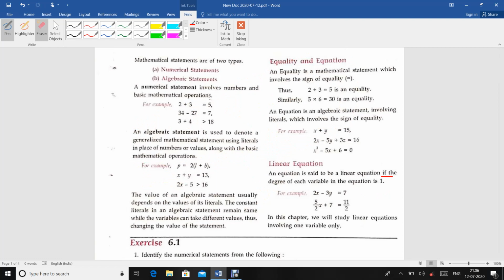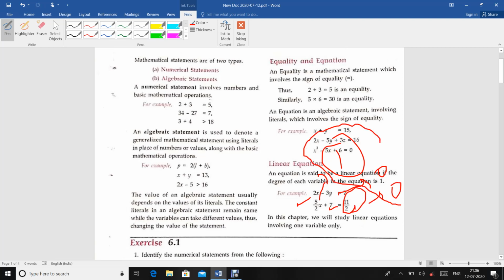You can take the next example, which is 5 upon 2x plus 7 is equal to 11 upon 2. In the term 5 upon 2x, the degree is 1. For 7, the degree is 0. For 11 upon 2, the degree is 0. The highest degree of this algebraic equation is 1, so the degree of this whole algebraic expression is 1. If the degree is 1, then it is a linear equation.